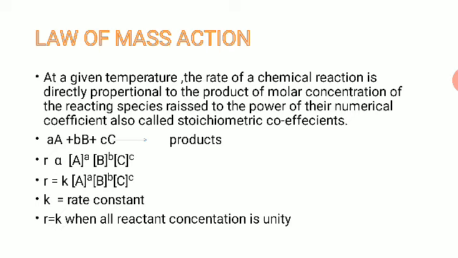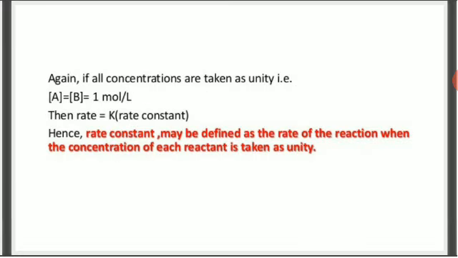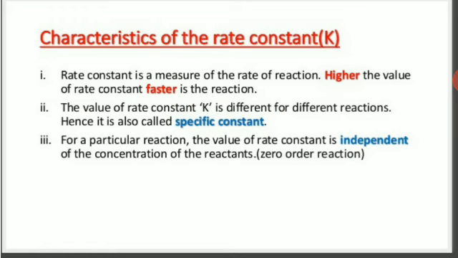And when we remove this proportionality sign, there is a K, which is known as the rate constant. When the molar concentration of all the reactants is unity, R is equal to the rate constant. So rate constant is defined as the rate of the reaction when the concentration of each reactant is taken as unity. Next one is, what are the characteristics of this rate constant?